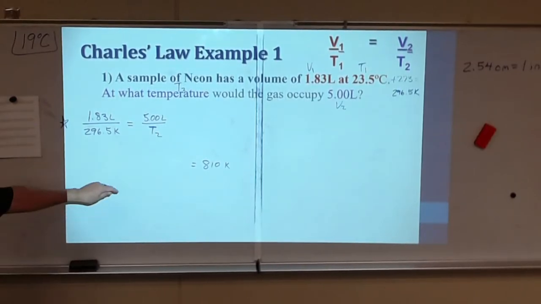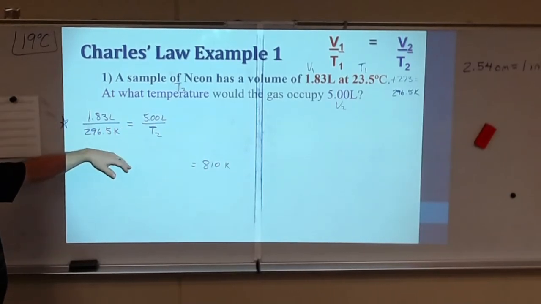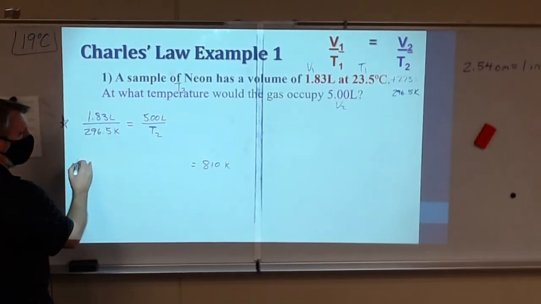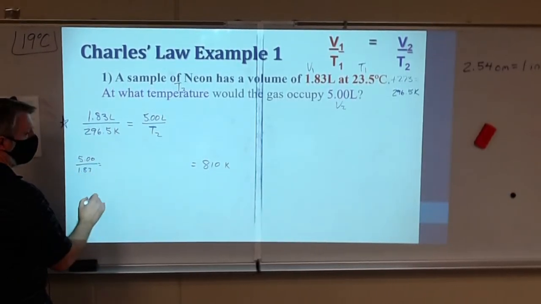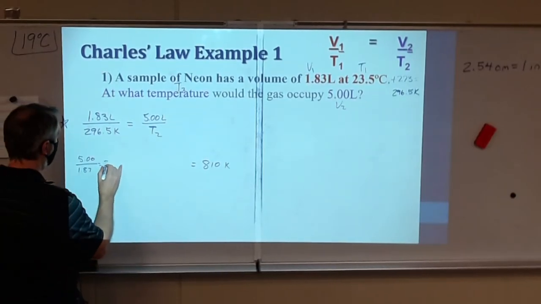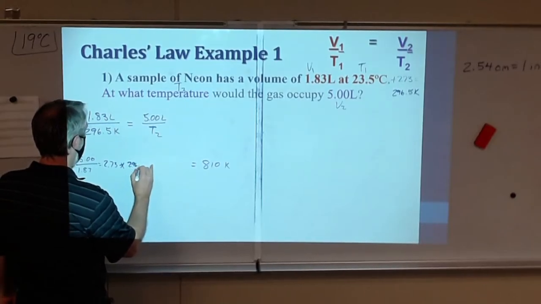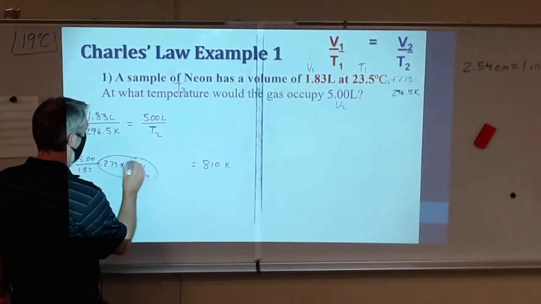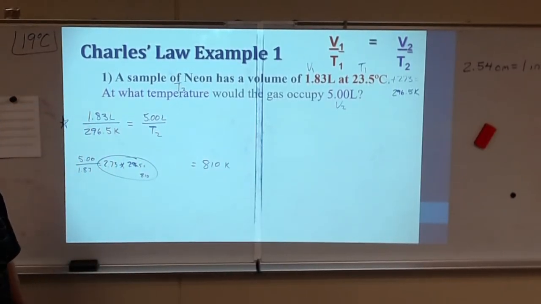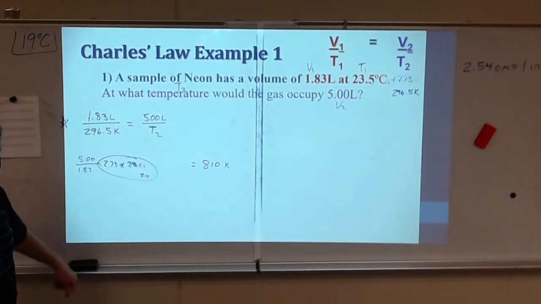Cool. All right. So we all got 810, and this seems reasonable because of the ratio of 1.83 and 5. So 5.00 divided by 1.83 equals 2.73, and 2.73 times 296.5 equals 810. That's right. And that works. It's great. Good thing to keep in mind.